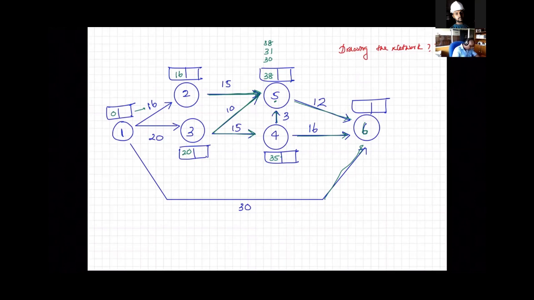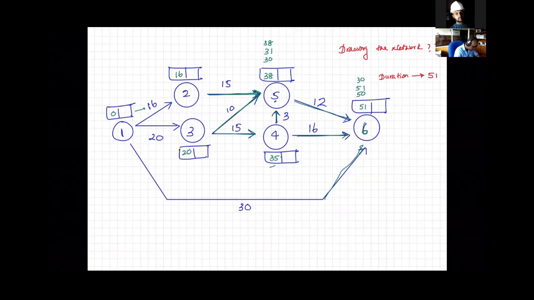3 arrows. 38 plus 12, 50. 35 plus 16, 51. 0 plus 30, 30. Right. We take the highest value, 51. So the duration of the project is 51. No issue up to that point.